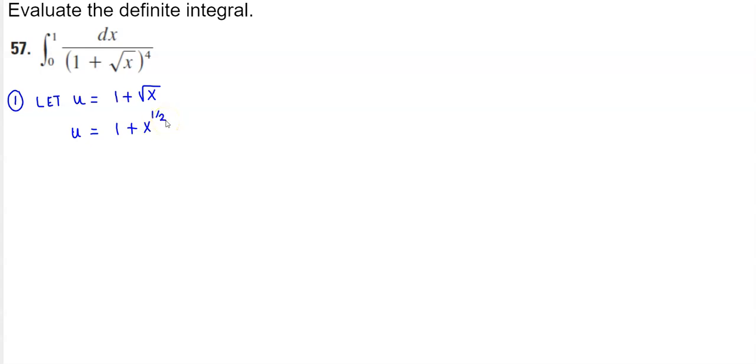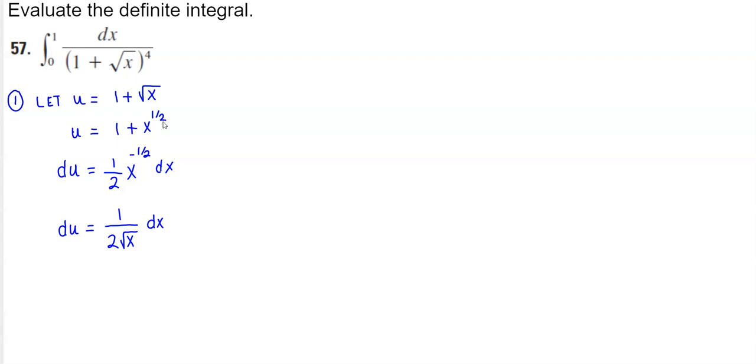And so when we want to take the derivative of this function, just remember that in order to take the derivative, we have du. The derivative of 1 is 0, so this is going to be 1 over 2 x to the negative 1/2 dx, right? And so therefore this is going to become du, which is then going to equal the following. It's going to be 1 over 2 times the square root of x, dx.